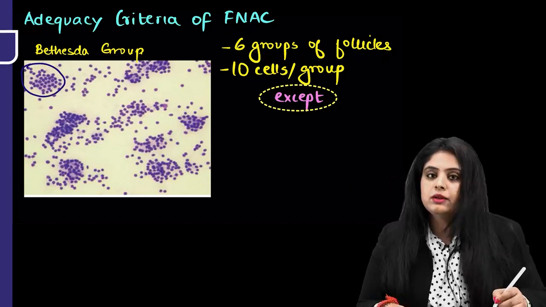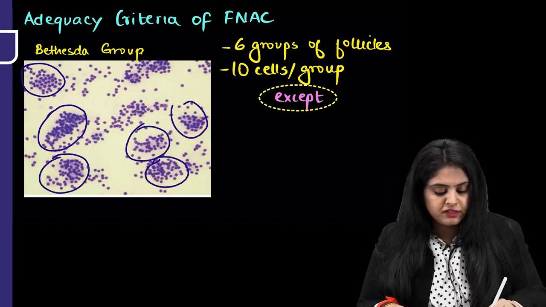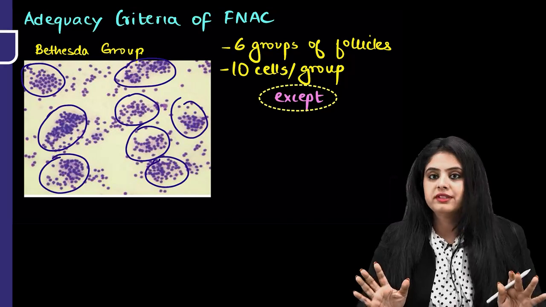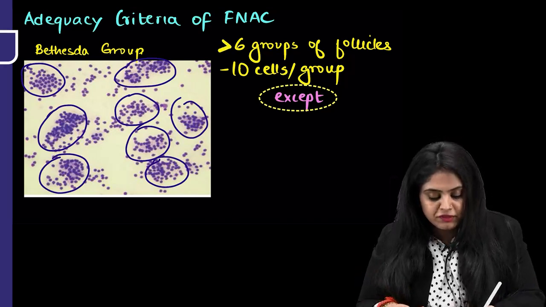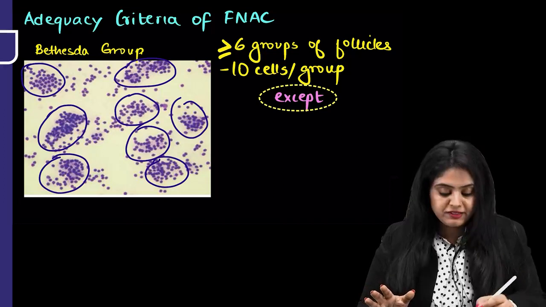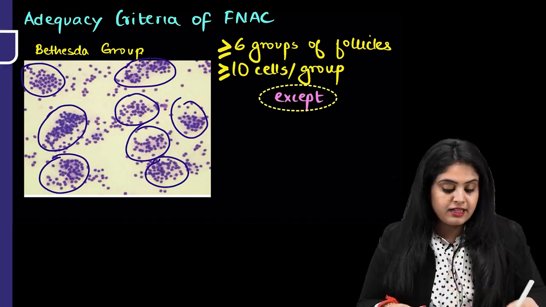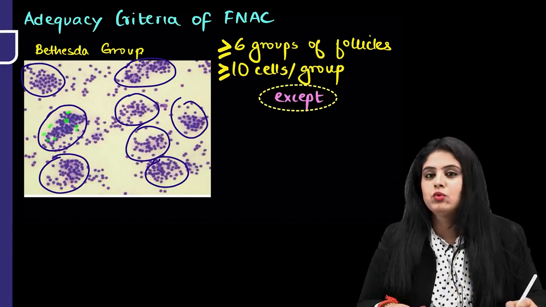One group, definitely one group of cells, second group of cells, third, fourth, fifth, sixth, seventh, many more than 6, right? So a minimum of 6 groups of follicles should be seen, and every group should have how many cells? At least 10 cells per group should be present, at least 10. So I don't even need to count. Of course, there are more than 10 in every group.